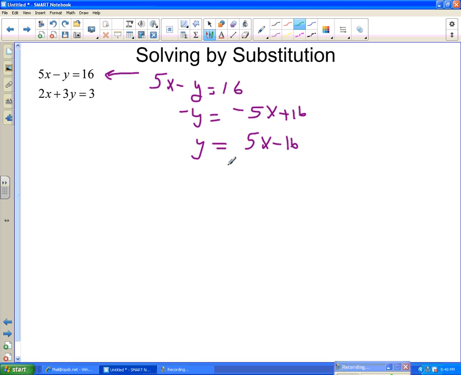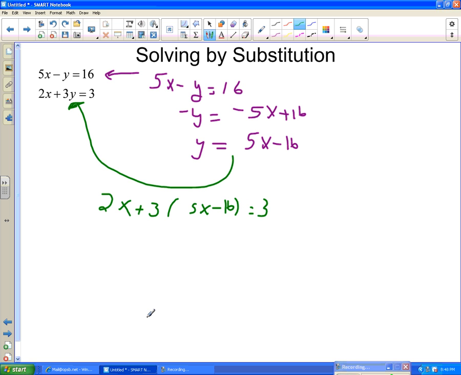So I'm going to take that expression. I'm going to go to the other equation. I don't go back to the first equation that I used. I go to the second one and change that y to 5x minus 16. So now I have 2x plus 3. Now I know what y is. Y is the expression 5x minus 16. So 5x minus 16. And it equals 3. And then I'm going to solve this because now I have an expression, or an equation, all in terms of x.